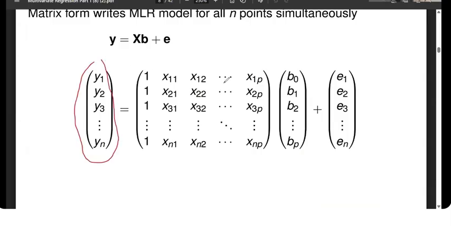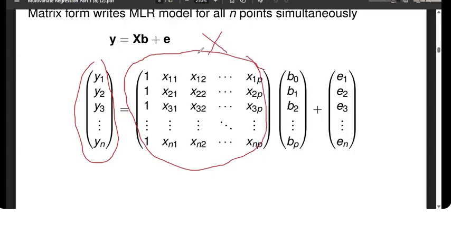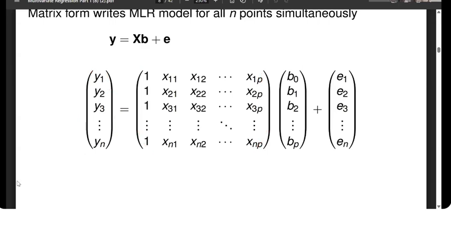This is your Y. This guy is your design matrix X. This is the B that we want to find. And this is the error. Take a look at that. Does that make sense? At the moment you have your data, you're actually going to be fine.